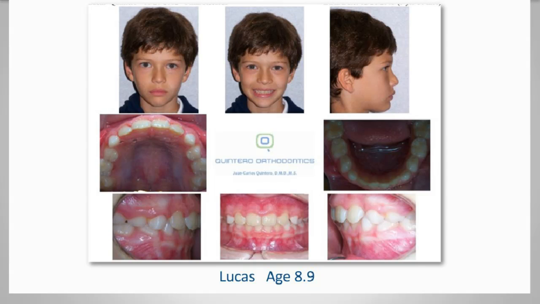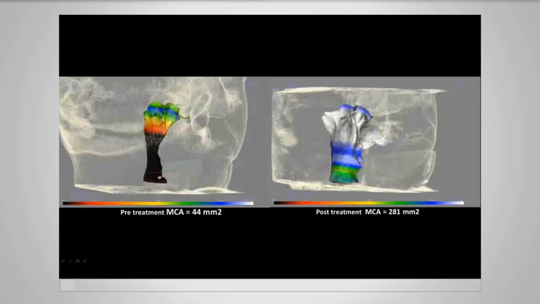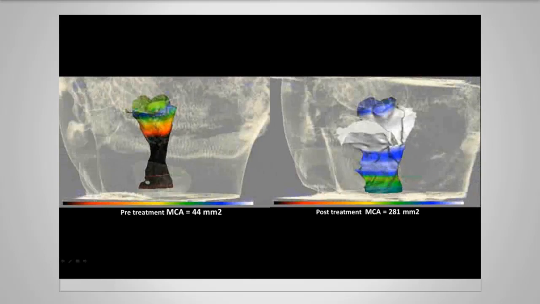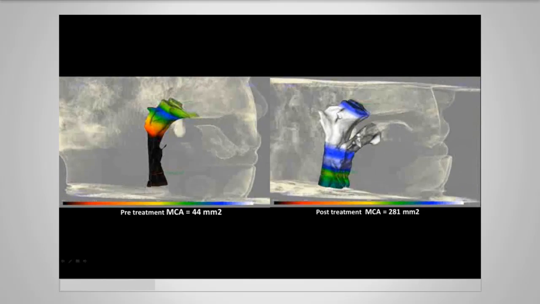let them grow. And what we have here is a pre and post airway comparison. MCA went from 44 to 281. Wow. Pretty remarkable. Pretty remarkable.